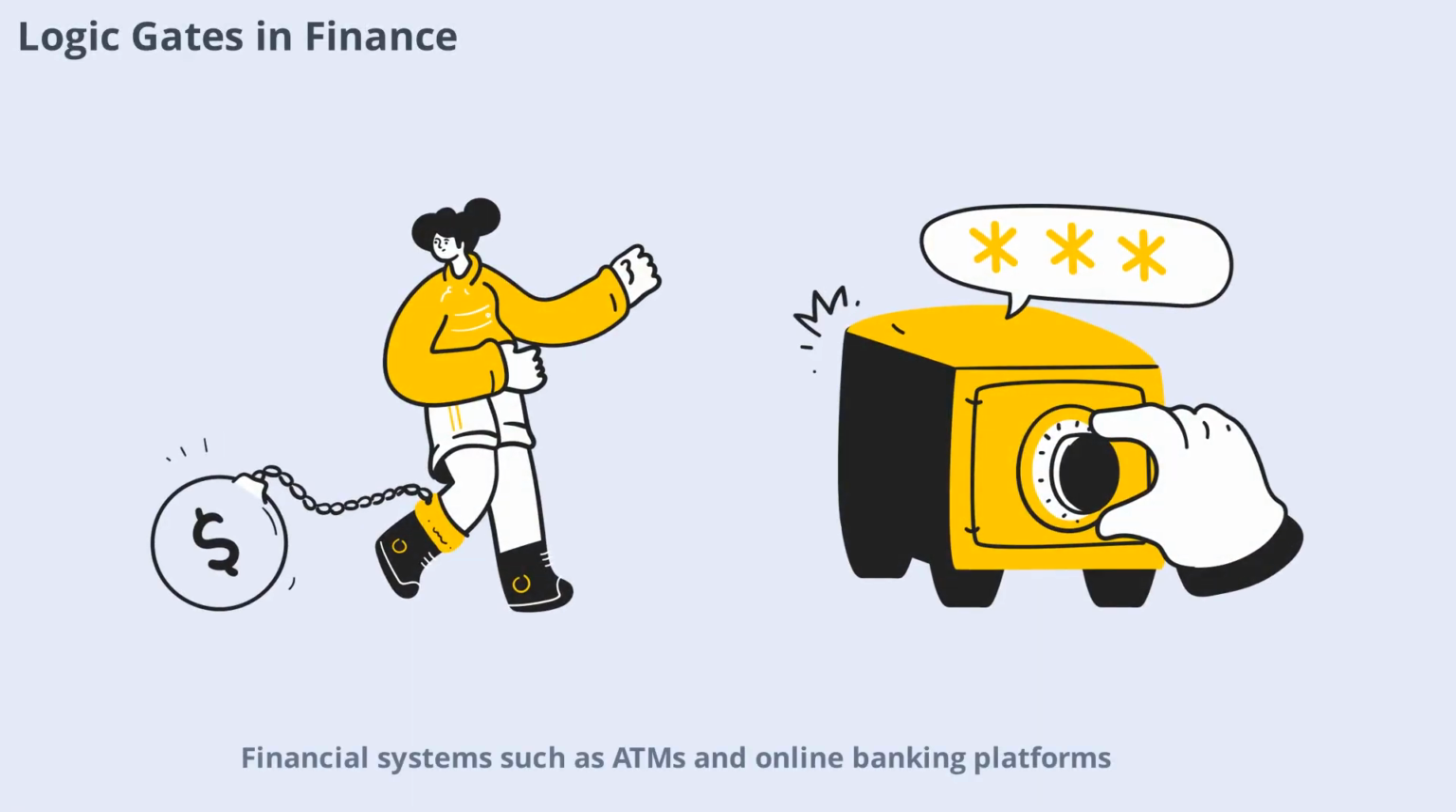Financial systems, such as ATMs and online banking platforms, use logic gates to verify transactions and ensure security. For example, an ATM might require both a correct PIN and card before dispensing cash, using an AND gate. Logic gates help protect sensitive information and ensure that financial operations are carried out safely and accurately.